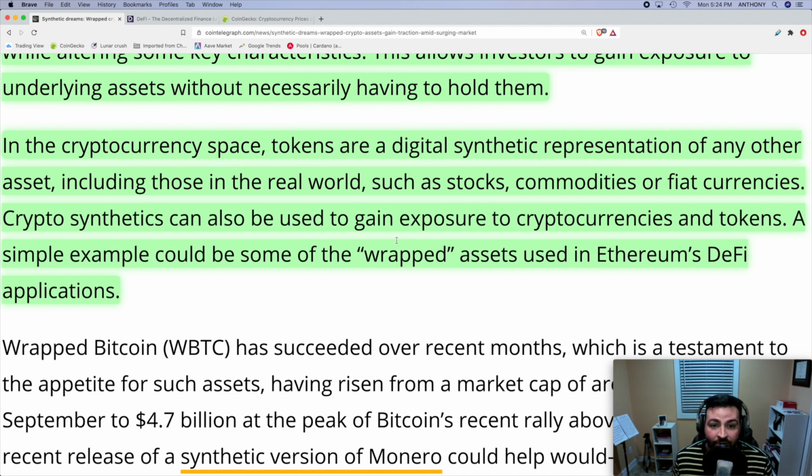Crypto synthetics can also be used to gain exposure to cryptocurrencies and tokens. A simple example could be from the wrapped assets used in Ethereum's DeFi applications. If you've ever heard of wrapped Bitcoin or wrapped Ethereum, these are synthetics. They are designed and built to mirror the performance of these exact other assets, so we call them wrapped in the cryptocurrency world. Now, in the world of DeFi, the Synthetix protocol calls its synthetic assets synths. In order to invest in this altcoin, you'll need to purchase the SNX token.